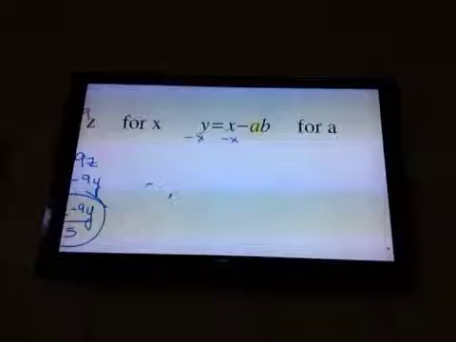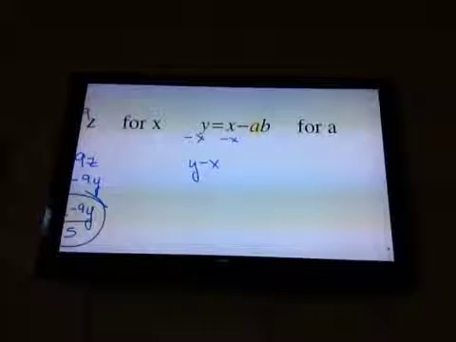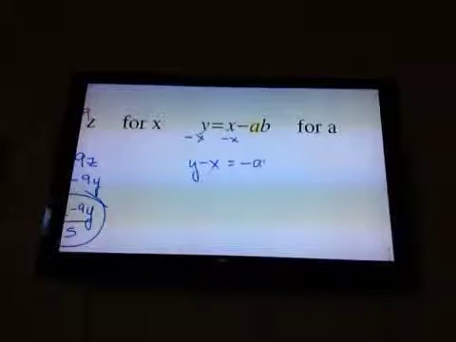Now, I can't literally take y minus x. So guess what I'm going to write it as? Y minus x equals negative AB. Now here's where I might see some mistakes. Let's see if we can get this right.